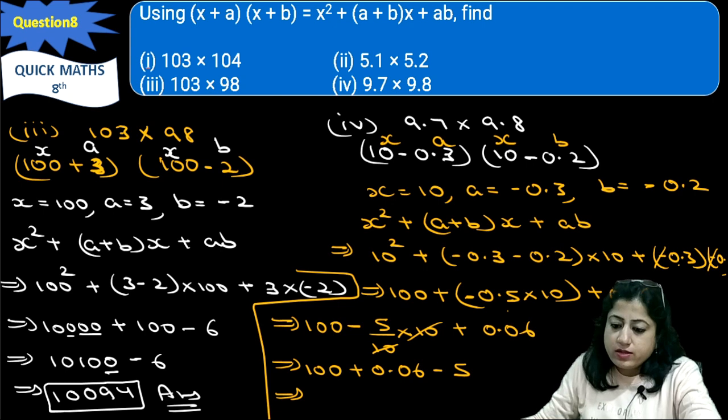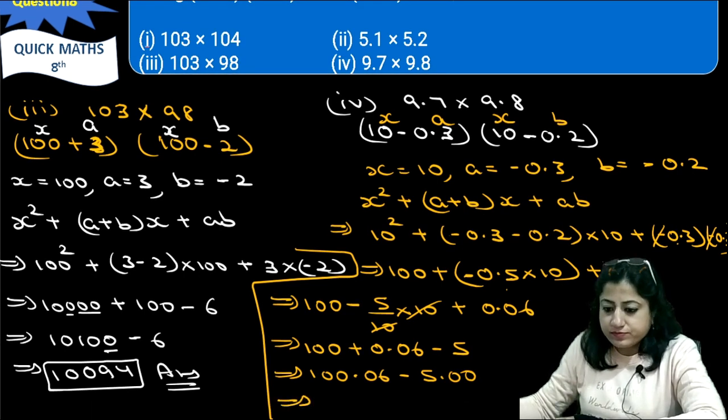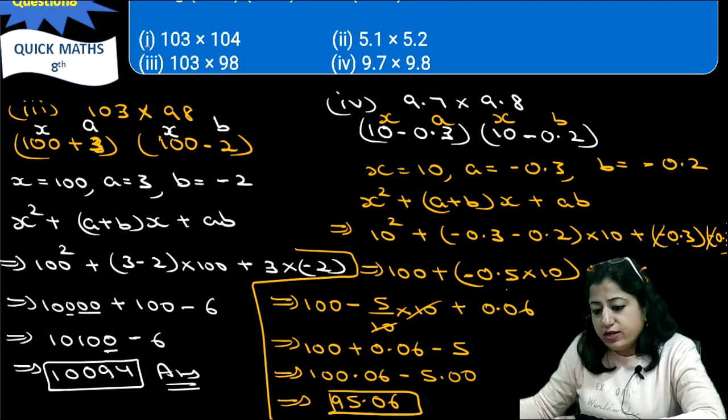So the answer is 100.06 minus 5.00 we can say. So it is 6, it is 0 and 10 minus 5 is 5. This one is 9, 0. 95.06, it is the required answer.